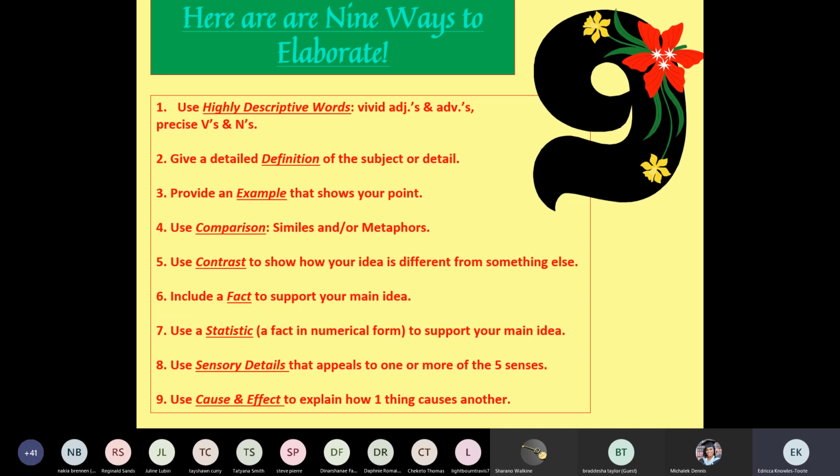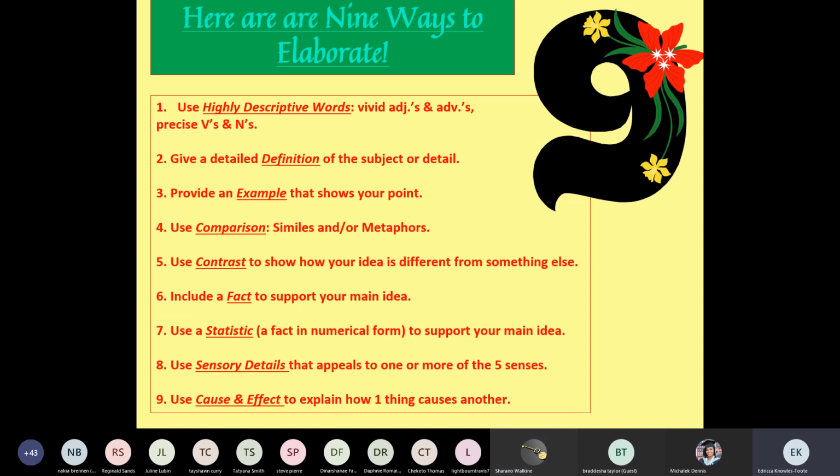You can include facts to support your main idea. What is a fact? Do you remember what a fact is? Good, Triana. It is a true statement, something that can be proven. And then you can use a statistic to support your main idea.